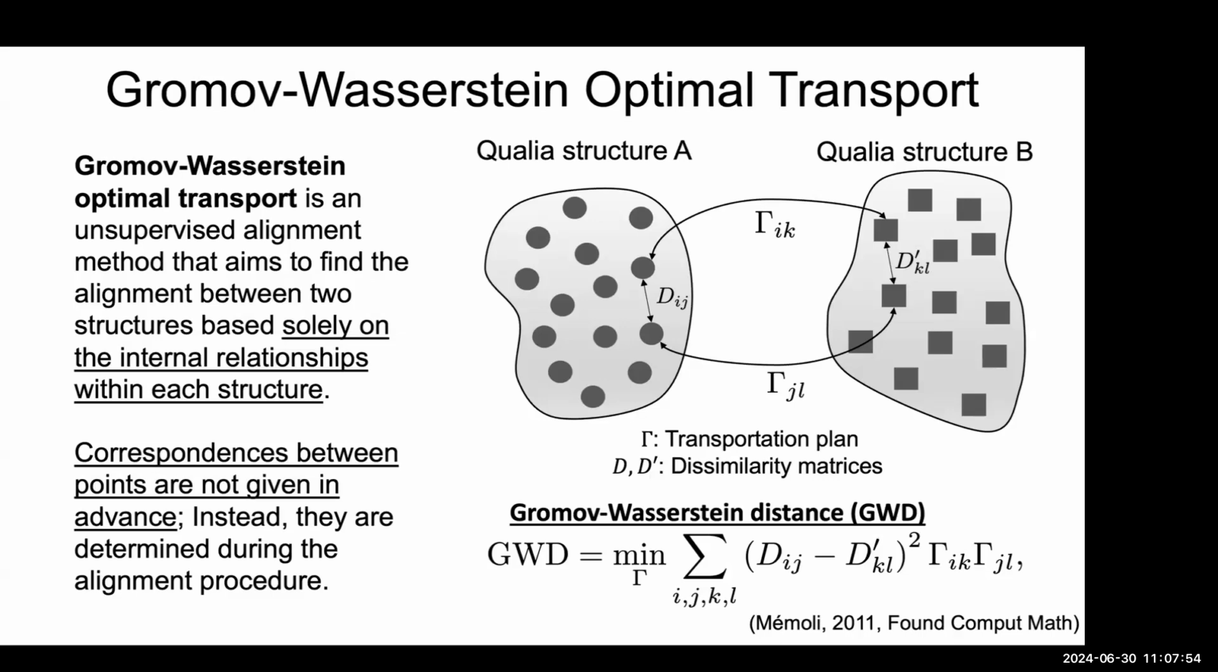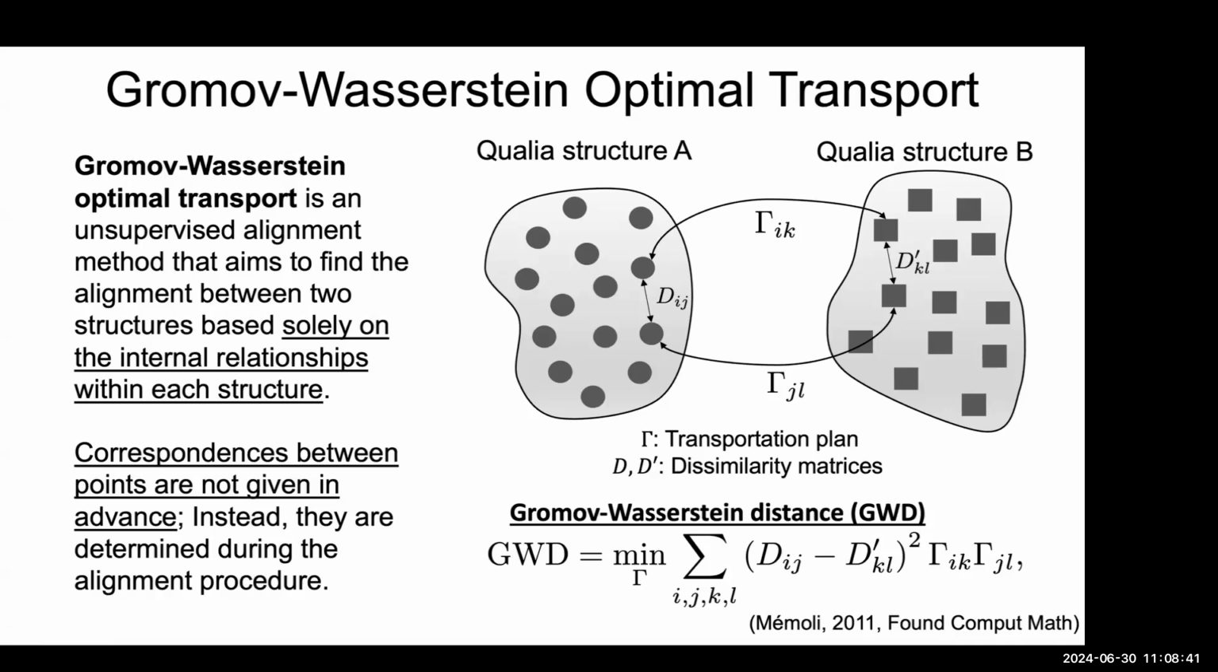I'm not going to explain the details, but I'm going to use Gromov-Wasserstein optimal transport. The Gromov-Wasserstein optimal transport is an unsupervised alignment method that aims to find the alignment between two structures based solely on the internal relationship, like only the dissimilarity within the same structure, within structure A or within structure B. So we do not use relations across different people, okay? We only use the internal relation within the same person.